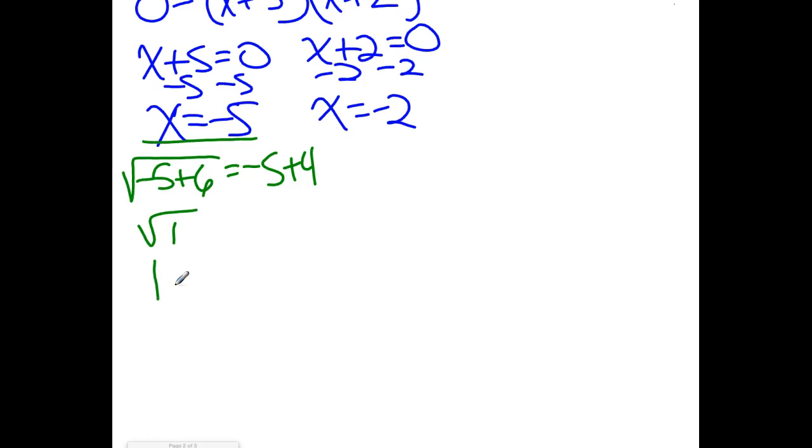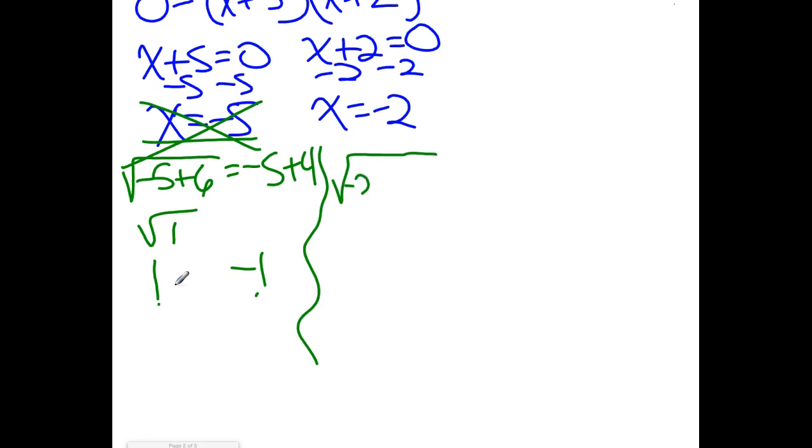On this other side, ladies and gentlemen, I have negative 5 plus 4. Well, that's just going to give me negative 1. Well, does 1 equal negative 1? No. Now, on your test, ladies and gentlemen, when you have an extraneous answer, I need you to tell me that. Some of you have been struggling on that homework. You actually need to cross it out, write as extraneous, do something so I know that you know it's a bad answer. Okay?